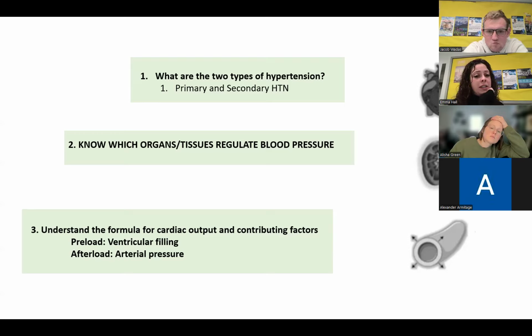Also know which organs and tissues regulate blood pressure. I'm pretty sure for us, this was a type-in or something, where you had to type in each one. So just in case, I don't know if you did the questions differently, but know those three. And then understanding the formula for cardiac output and contributing factors. So does anybody remember the formula or want to scream it out?